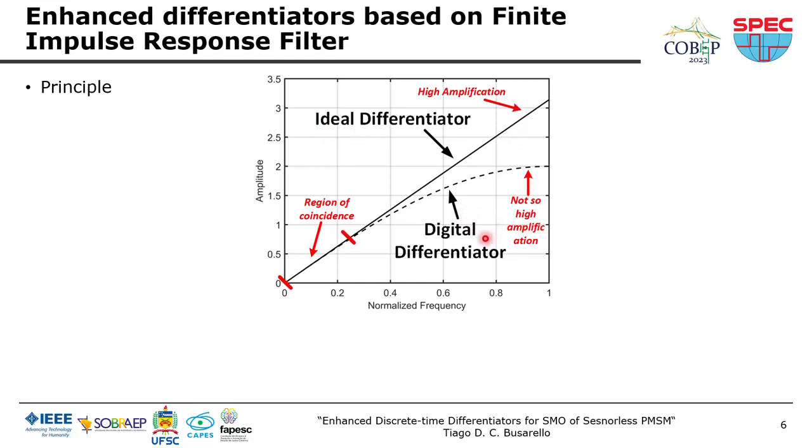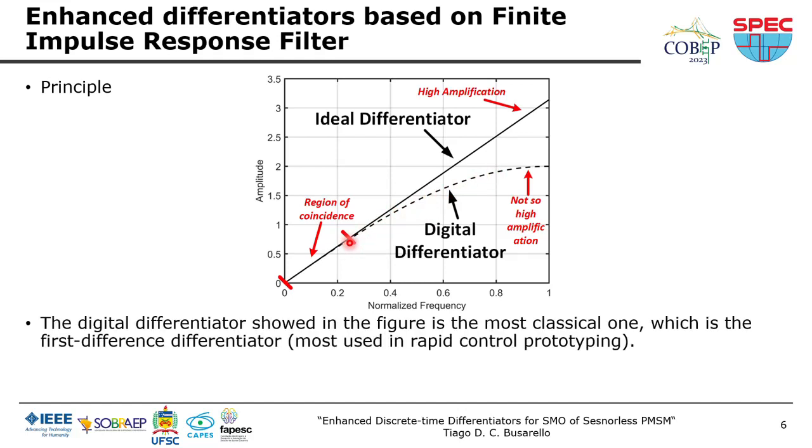But you can design digital differentiators in which you do not have such a high amplification of the noise. And this dashed line here shows that. This is the digital differentiator based on the first difference technique. But when you apply a digital differentiator, we're going to see that there is a short region of coincidence, and only in this region will this digital filter work as a differentiator. So there is a trade-off here, in which you do not amplify noise so highly, versus the region of coincidence.